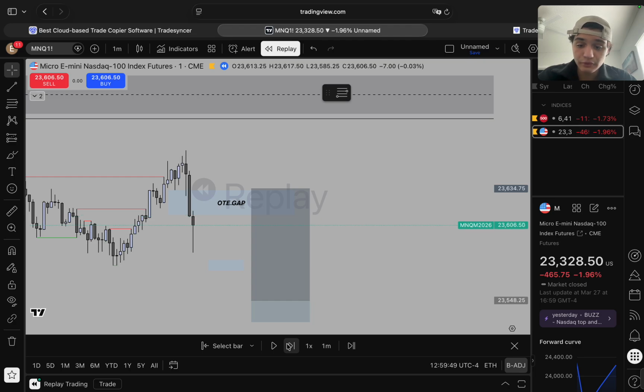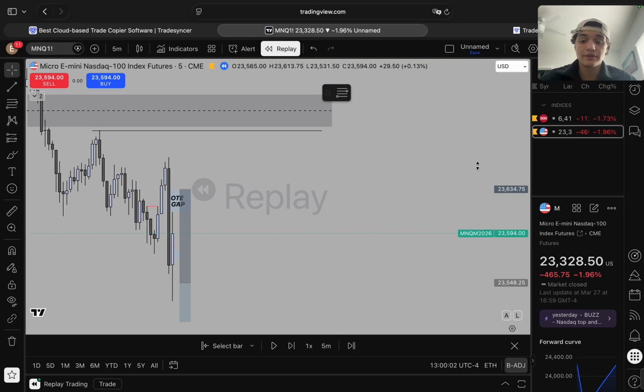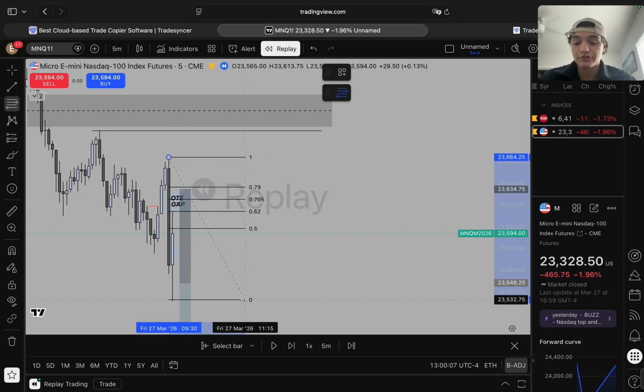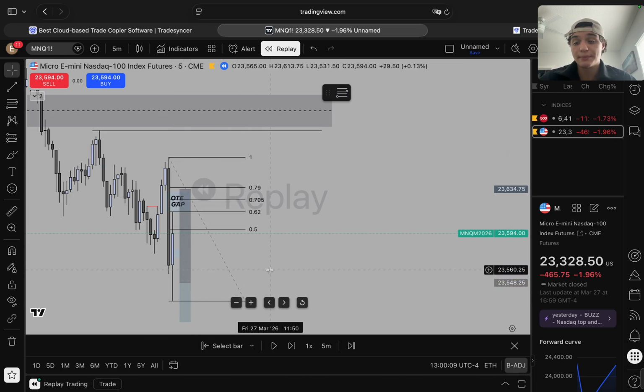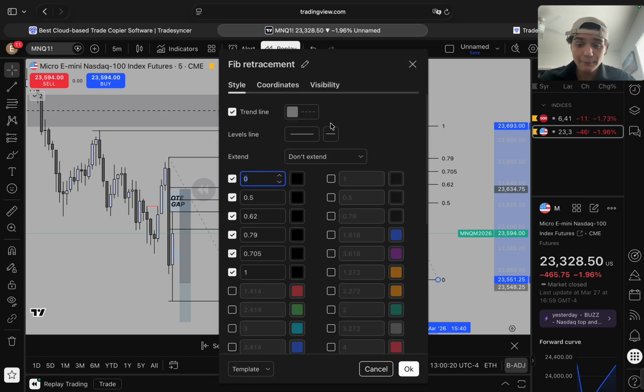So we make that move lower, and we make this 5-minute gap. Next candle, we make that 5-minute gap, right? And now we created this new range, which I love. So this is called OTE gap, my favorite confluence. I have these settings for my fib, and it's just OTE, optimal trade entry, but I like to pair it with a fair value gap. So 0, 0.5, 0.62. You get the idea.